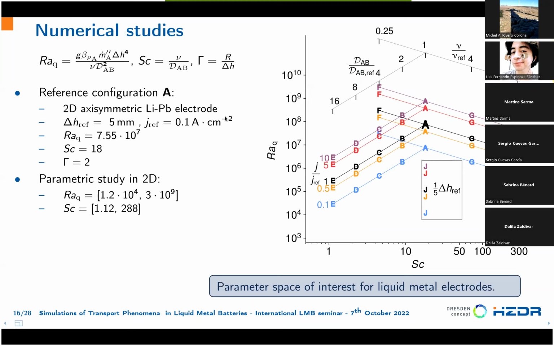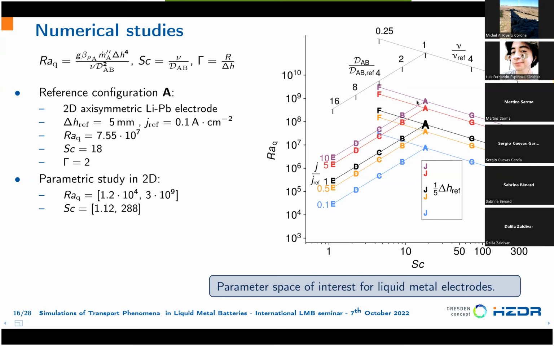So to study the problem, we start from a 2D axisymmetric lithium lead electrode because we know very well the material properties for this alloy. They are well known due to the other application of this alloy. And we study the 0.1 ampere per square centimeter configuration, which is really in the regime of interest.